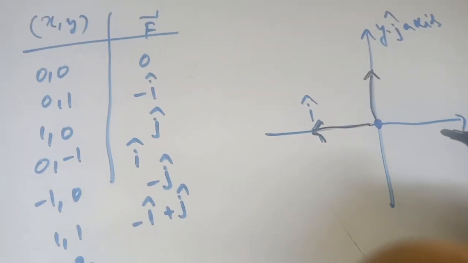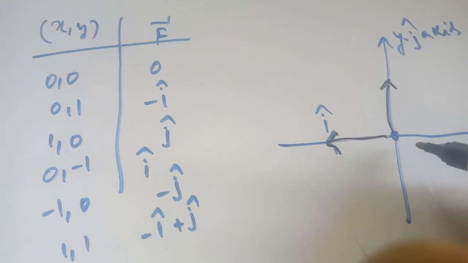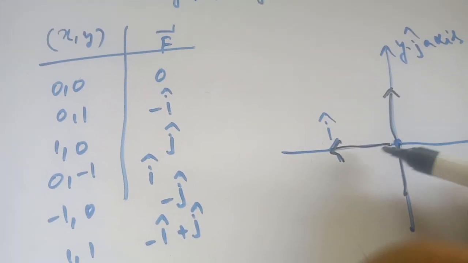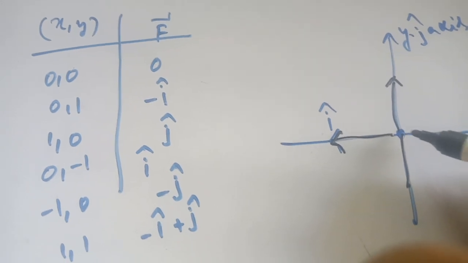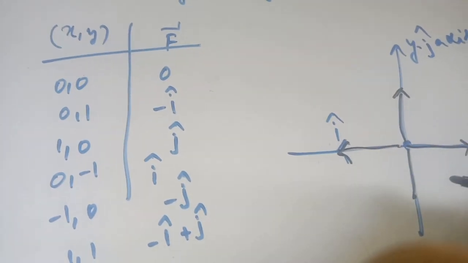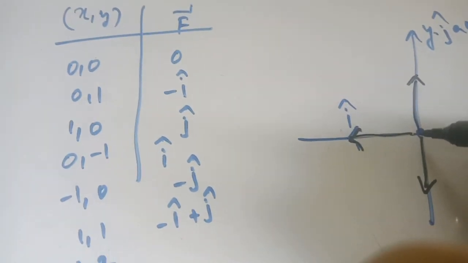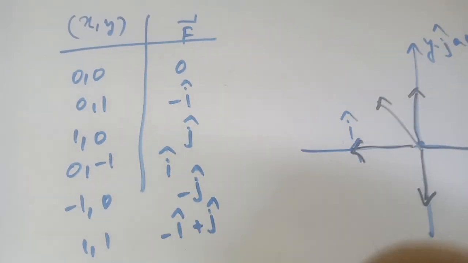If I put 0, minus 1, it is i cap, and that is something like this. If I put minus 1, 0, it is minus j cap. If I put 1, 1, it is minus i cap plus j cap. The vector will be somehow like this.